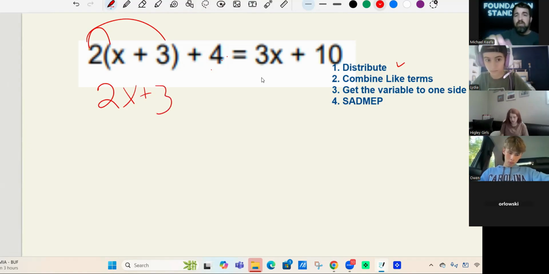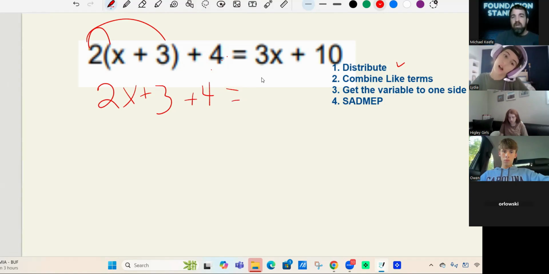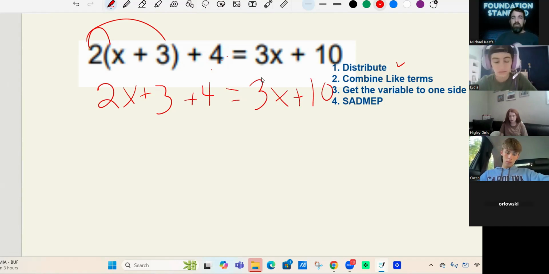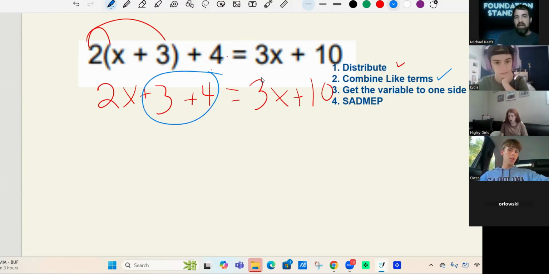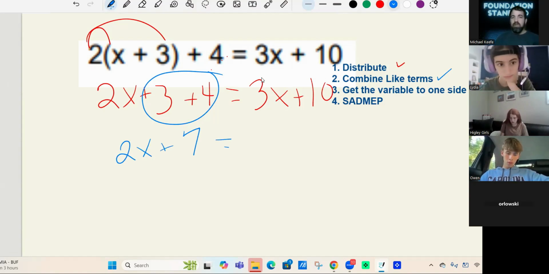So when these equations look really crazy, just do them one step at a time. So I'm going to take the 2, multiply that out, bring down anything else that's left over. So I still have the plus 4, still have the 3x, and I still have the plus 10 over here. So we'll do it one step at a time. So we distributed, and now I'm going to look for combining like terms. And on the left, there is a 3 and a 4 that are able to be added together. So I can't do anything with the 2x because it's not a like term with 7, so I can't add those together, but I could add the 3 and the 4. And then I bring down everything else.